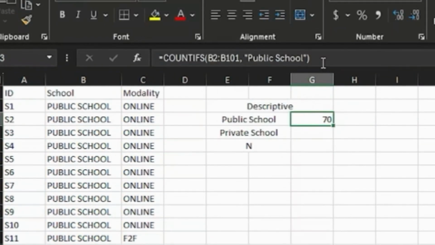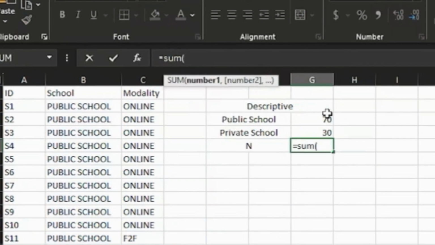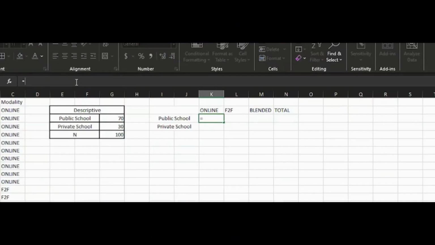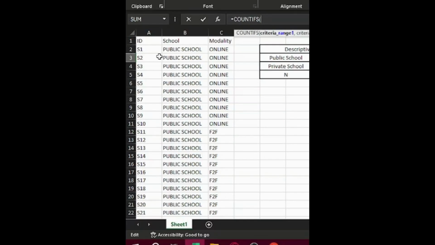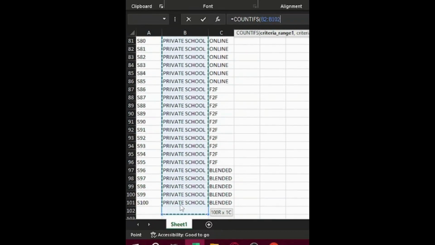Do the same process by copying and pasting the function and change the criteria of public school into private school. After this, we may now proceed in creating the contingency table. A keynote here is that the test of homogeneity follows the same process as the test of independence. First, let us identify our observed values using the COUNTIFS function. For the first criteria, select the column that contains the group.